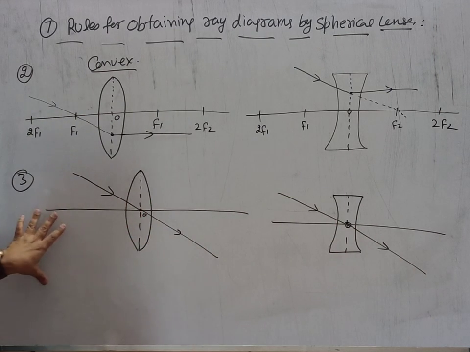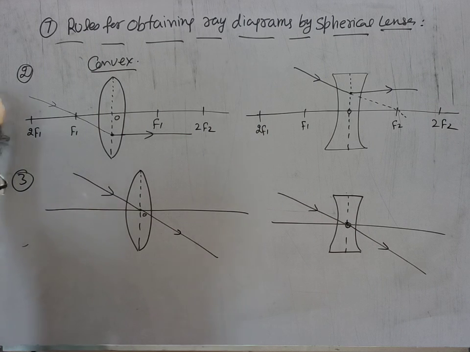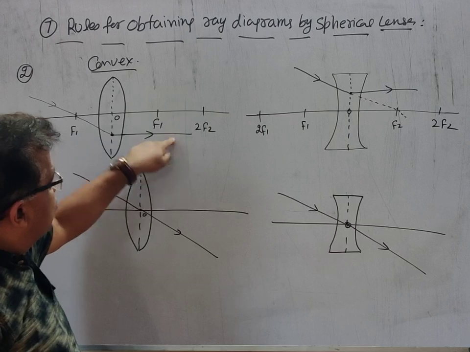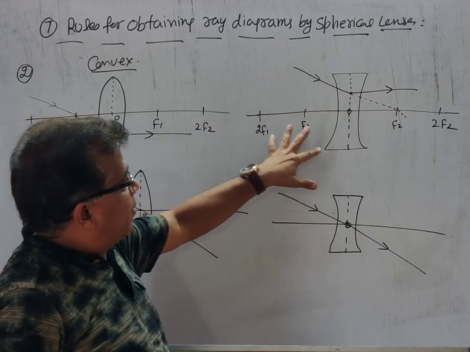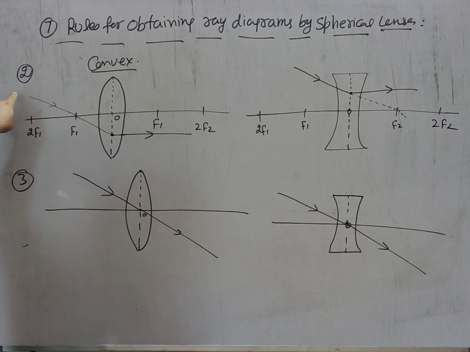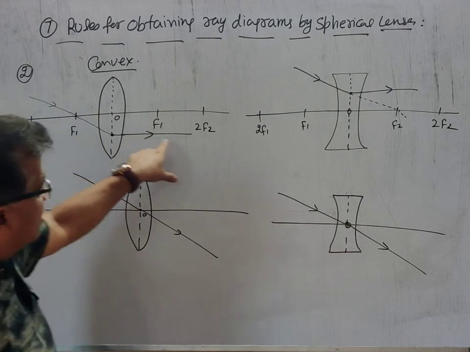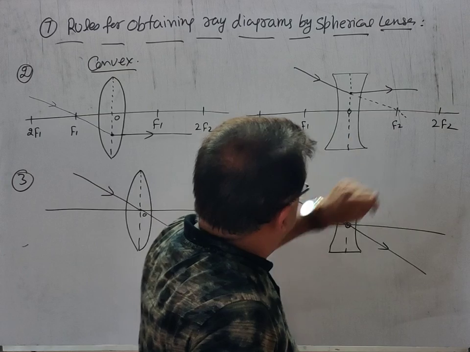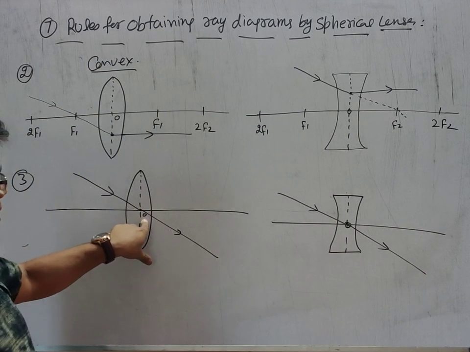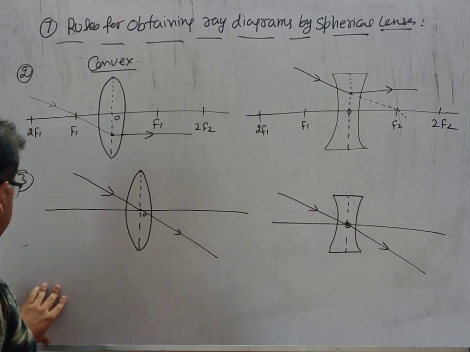So thus there are three rules. In the first, if parallel, then it will converge at the focus on the other side or appears to diverge from the focus on the same side. Second rule, if it is passing through the principal focus, it will become parallel, or in this case appears to. If it passes through the optical center, then it will pass straight.